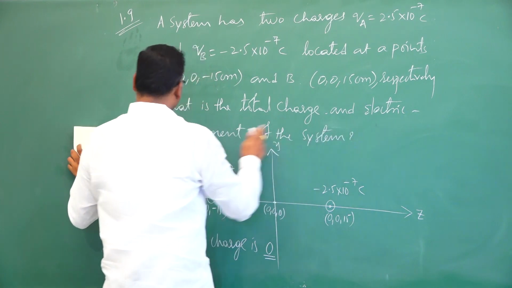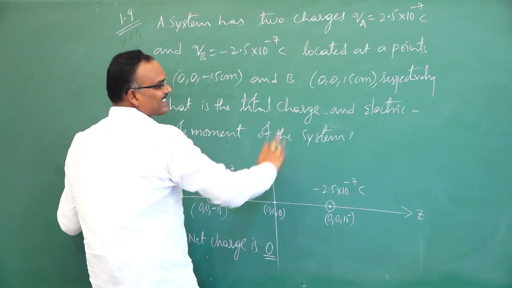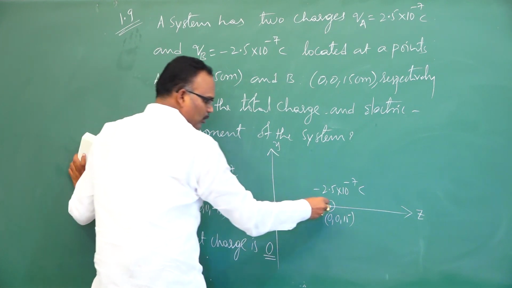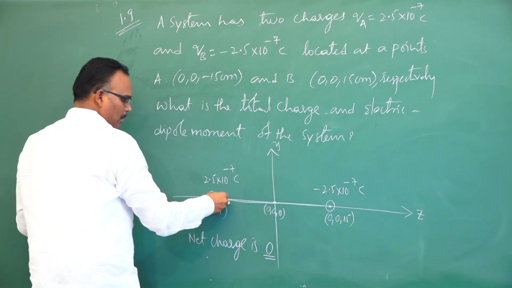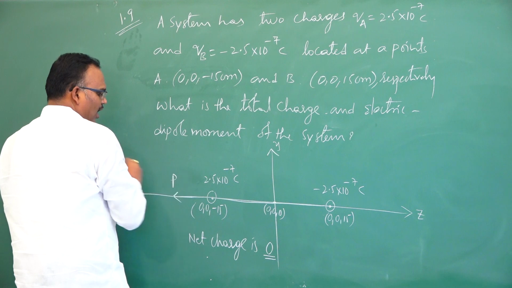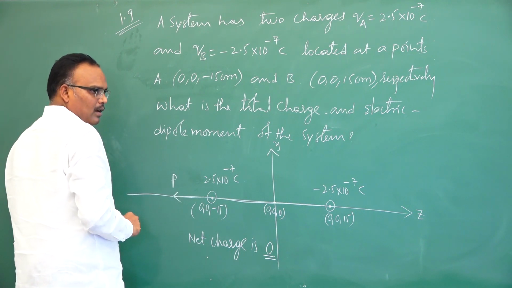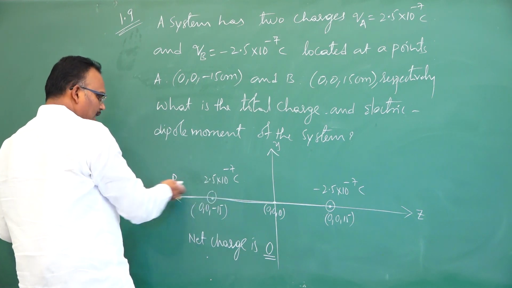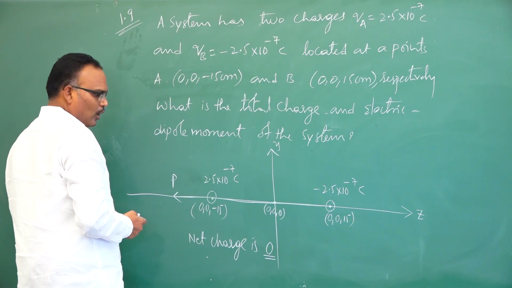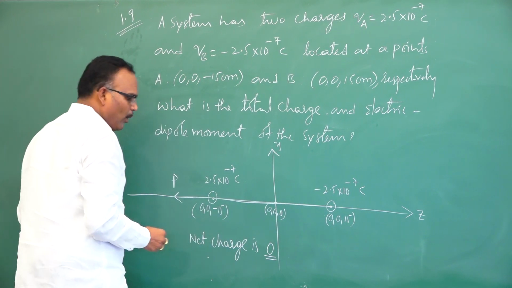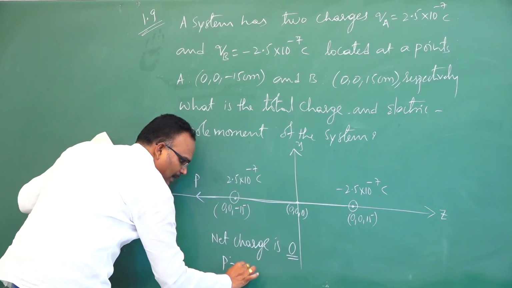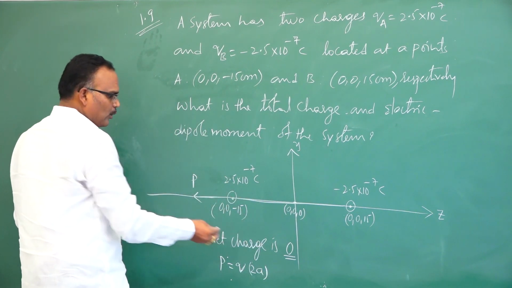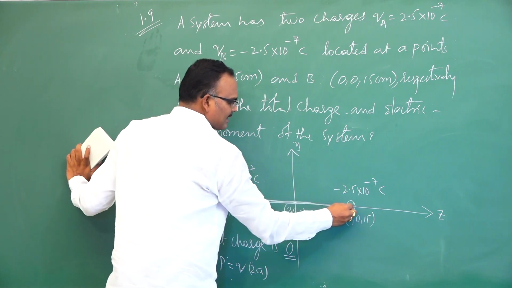And the next question is the electric dipole moment of the system. Dipole moment is always from negative charge to positive charge. So this is the direction of dipole moment. Dipole moment is a vector quantity. So now I know the direction of dipole moment, that is along the negative z axis. If you want to calculate dipole moment, magnitude can be calculated by using the formula Q into 2A. 2A is the distance between the two charges.